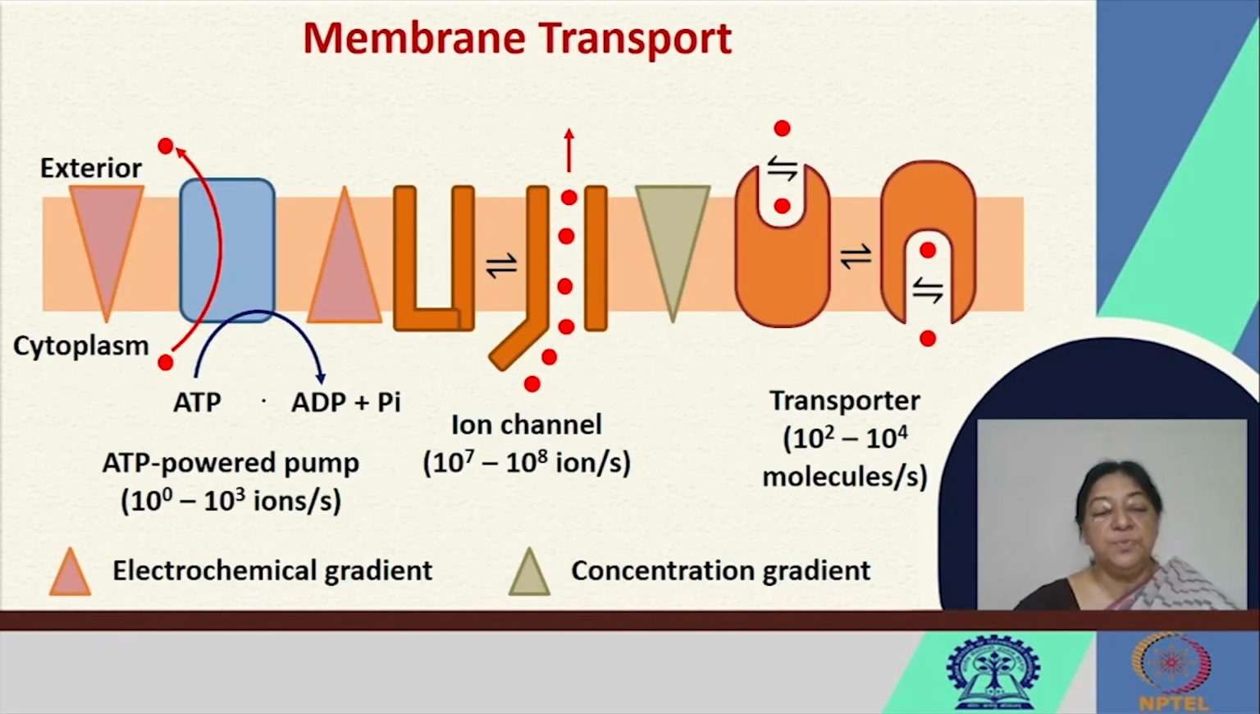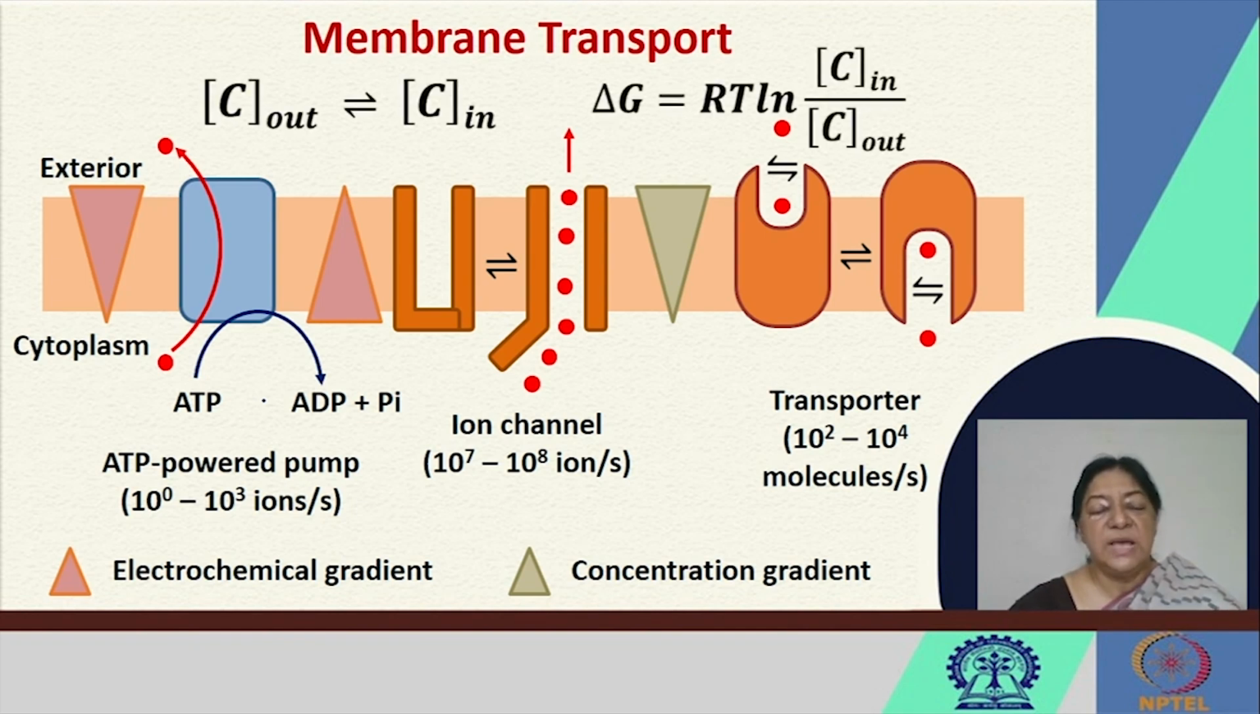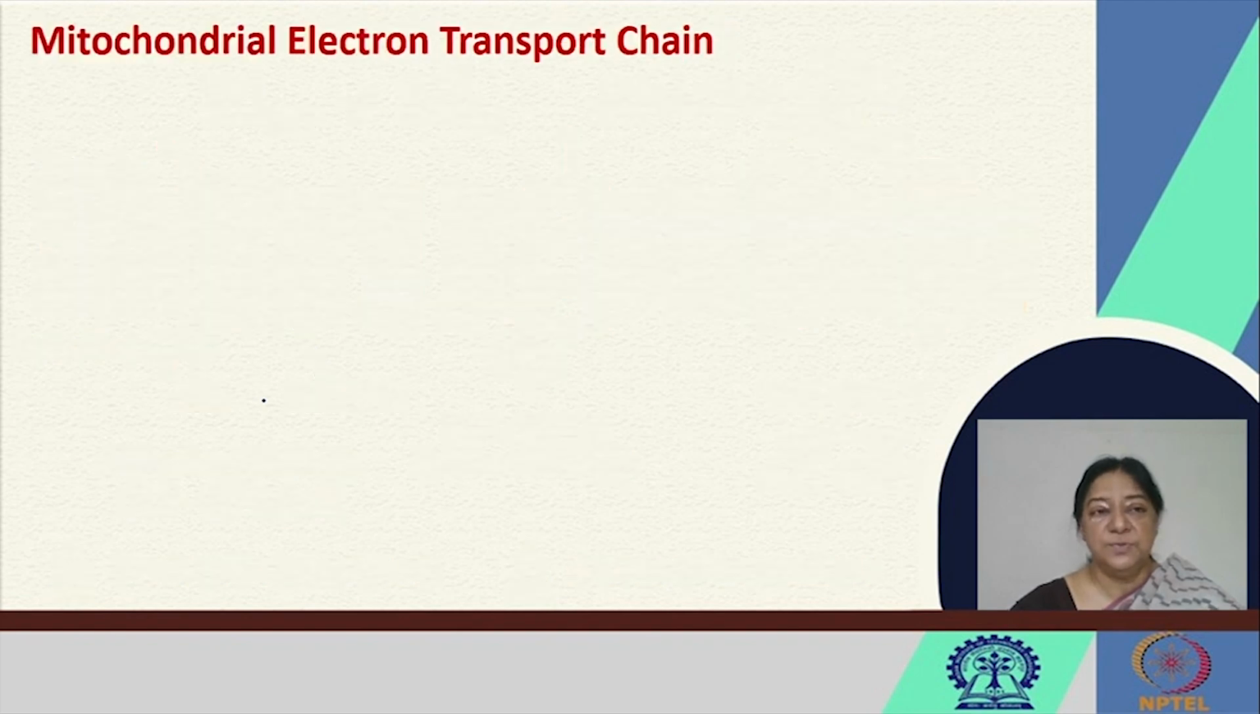So the membrane transport occurred through an electrochemical gradient as well as a concentration gradient. And we could have ATP powered pumps, ion channels, and transporter proteins that would be involved in this very important factor of membrane transport. The different types of membrane transport in terms of the ports that we had, the antiport, the symport, and so on and so forth. We looked at the concentration variations and the free energy of the transport.